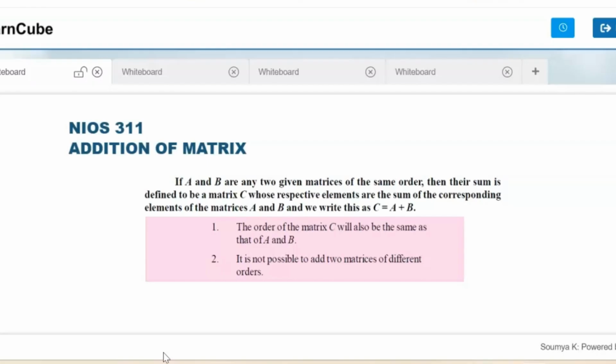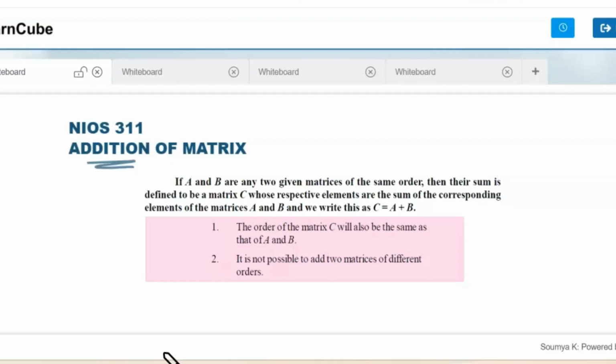Let's start. So the first topic that we are going to see is addition of matrix. By this, we mean that we are going to add two corresponding matrices which are of the same order. If their orders are different, we cannot add two matrices. That is the only condition that you have to take care of in addition of matrices.